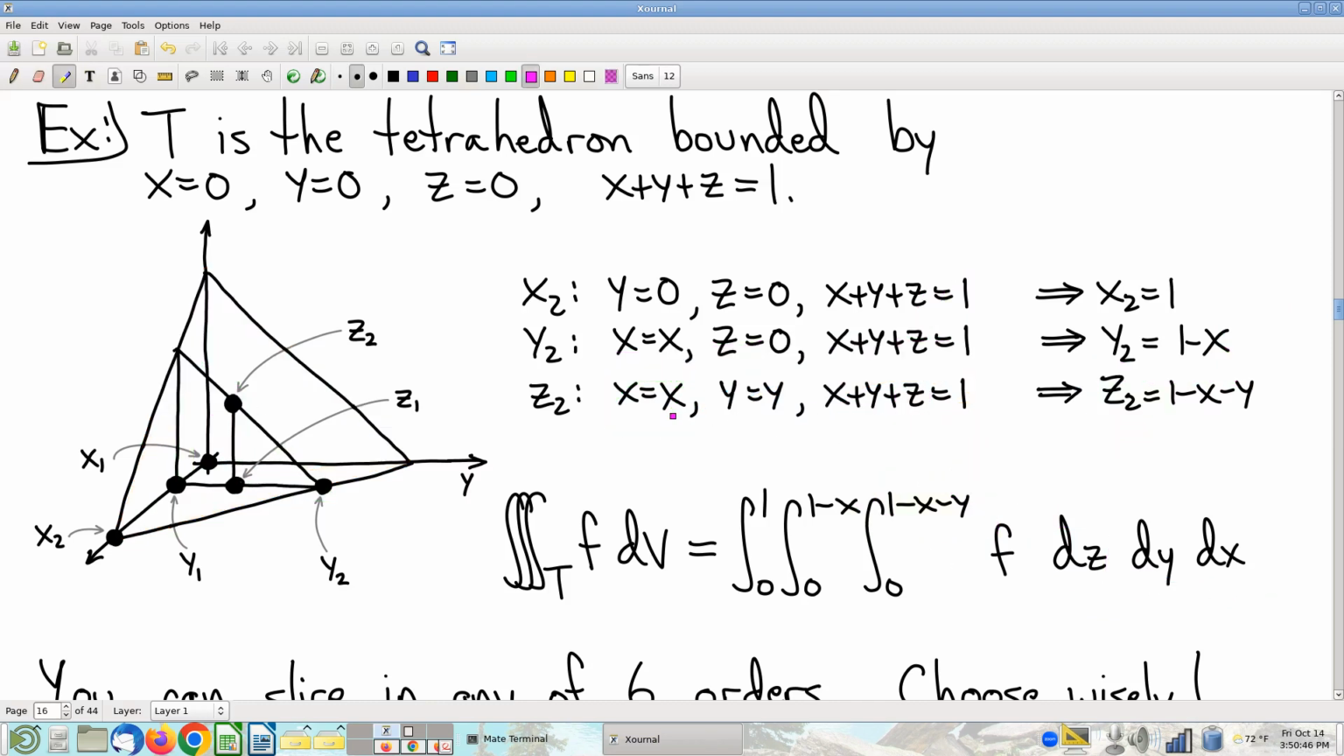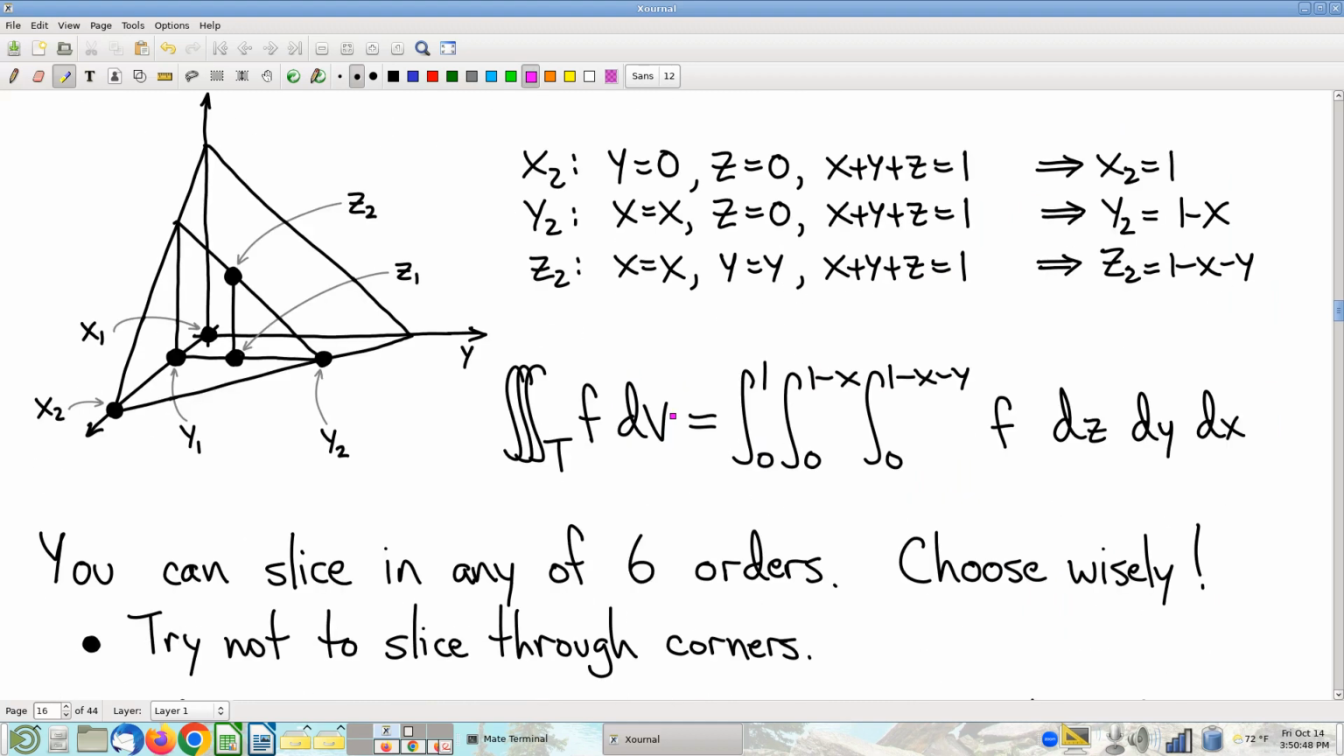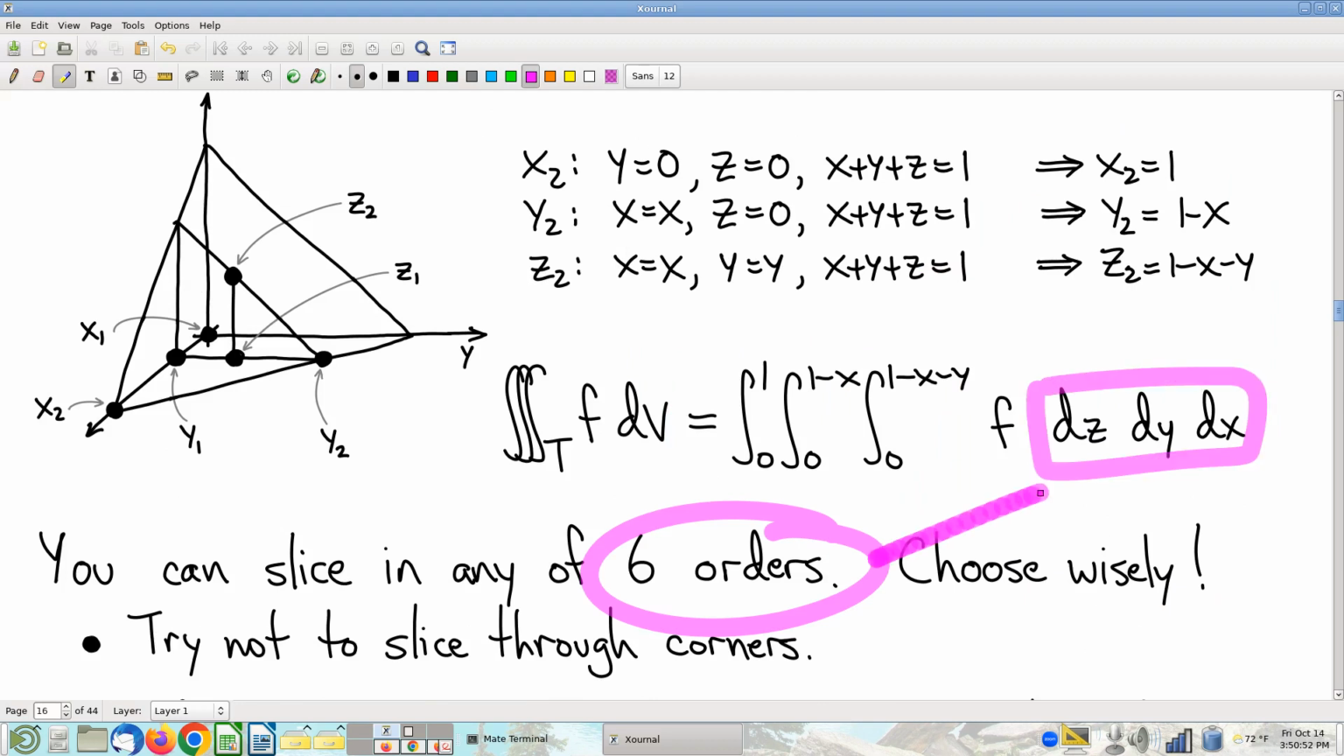Okay, a lot of junk to erase there. Okay, so, heads up. You do have 6 different orders to choose from here. That's a good news, bad news thing as well.